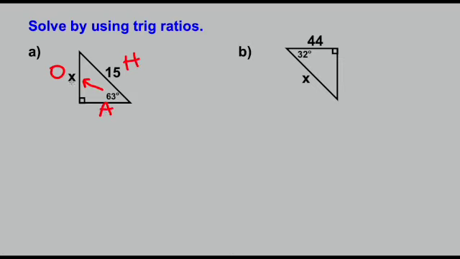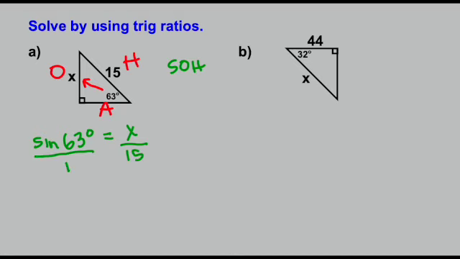So we want to know the opposite leg, and we know the hypotenuse. So we have to figure out which one of the three ratios we're going to use. This involves O and H, so we're going to be focusing on SOH, because O and H are our opposite leg and hypotenuse. So we're going to be using sine here. Sine of 63 degrees equals, opposite would be x, and then hypotenuse is 15. As always, we put it over 1.